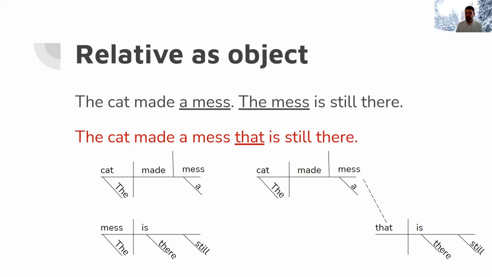So if you look at our diagram, the cat made a mess, and the second sentence is the mess is still there. This time we're replacing the mess with that. Okay? And it's going to come off of the mess part of the sentence, not the cat. So the cat made a mess that is still there.